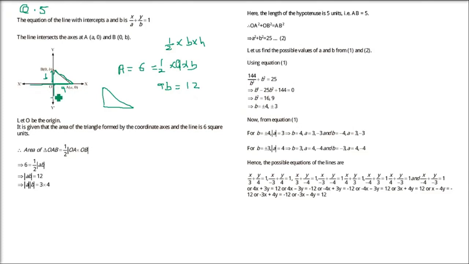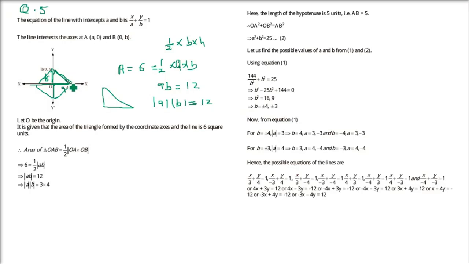So A can be on this side, B can be on this side. So we have to take all the permutation combination of A and B. That is A in mod, B in mod, because the area can come positive, negative, but area can never be negative. So we have A and B as positive, negative. It can be in any direction. So we have to take mod. Just in order to please your examiner, this you have to do.